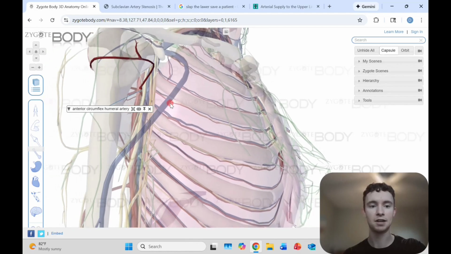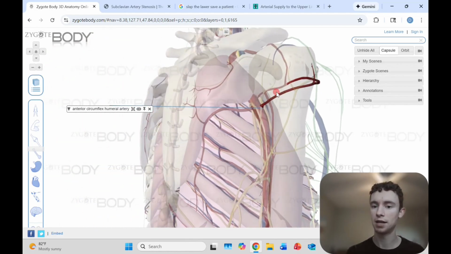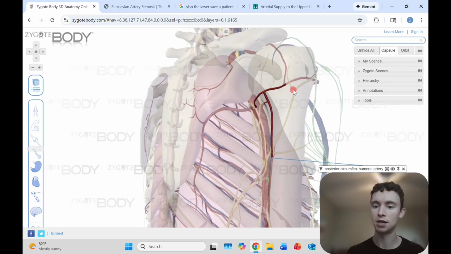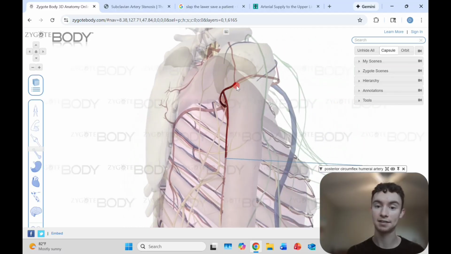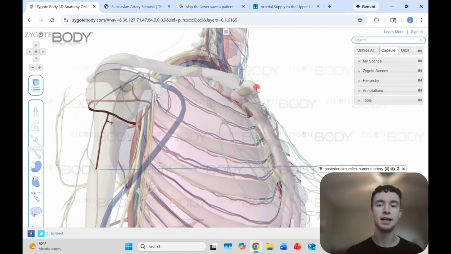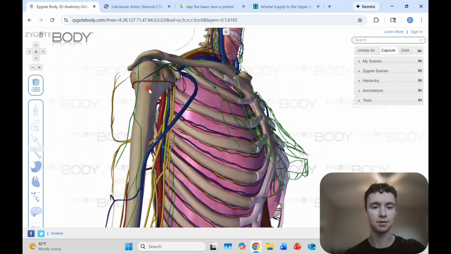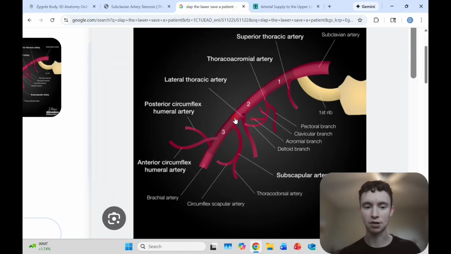Here's the anterior circumflex humeral artery wrapping around the humeral head to supply the bone, and then our back here is the posterior circumflex humeral artery, and they connect. So they form a complete loop around the humeral head to keep that bone nice and supplied and make sure it has the nutrients that it requires, which is really, really awesome. And those are all the branches of the axillary artery.